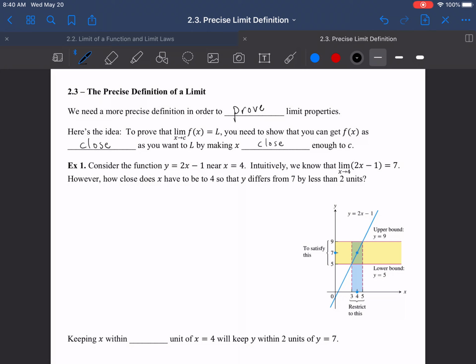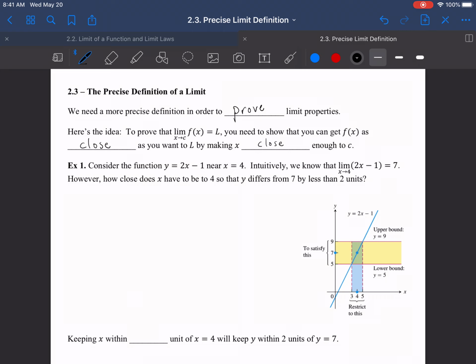So consider the function y equals 2x minus 1 near x equals 4. Intuitively we know that the limit of 2x minus 1 as x goes to 4 is just 7, because there's no hole or anything there, nothing getting messed up, so it's just 2 times 4 minus 1, which is 7. You're just plugging that 4 in. However, how close does x have to be to 4 so that y differs from 7 by less than 2 units?